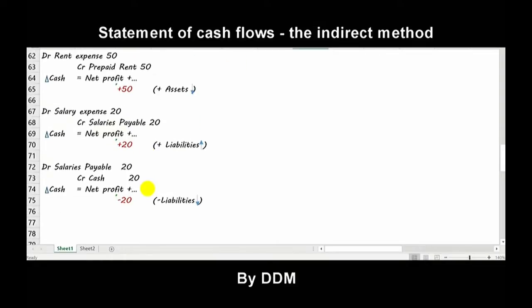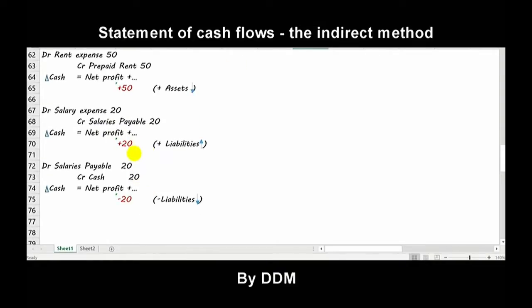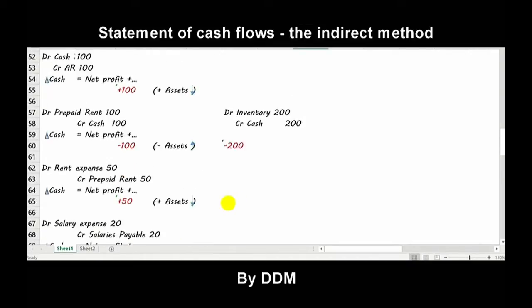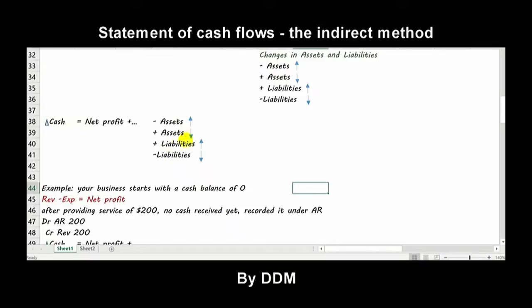Let's just say in a week, you paid $20 to your employee to reduce your own liabilities. So we debit salaries payable by $20, and at the same time recognize cash outflow of $20. So cash reduced by $20. However, this transaction has no impact on net profit because there's no revenue item, no expense item. To make both sides equal, we need to minus $20 from net profit side. And this $20 is the decrease in liabilities. So this little example here explained the relationship shown here.